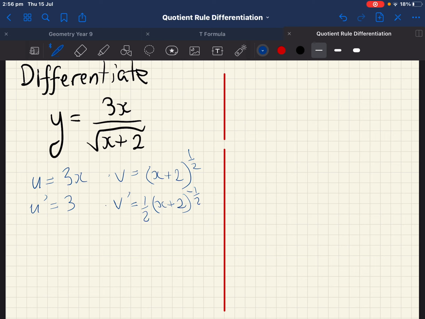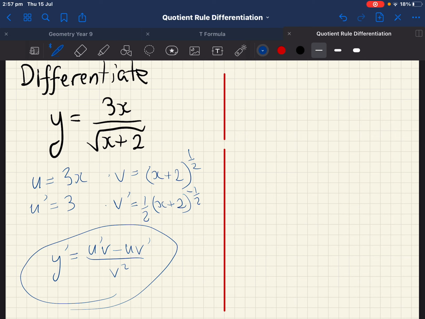The last thing to point out is the derivative of y, right? We saw the formula on the front is u dash v minus uv dash all over v squared. So this is the formula we need to use to differentiate this function. So let's go ahead and do it. I'll do it over here, just where we've got the room.